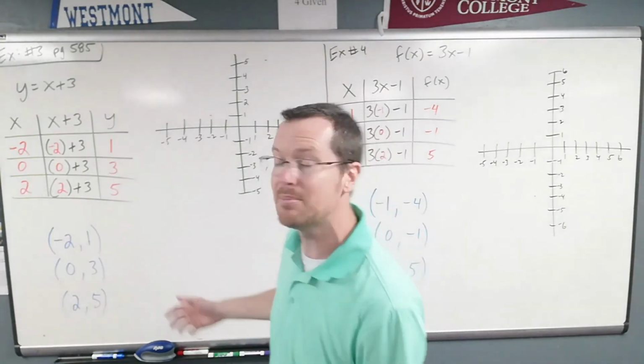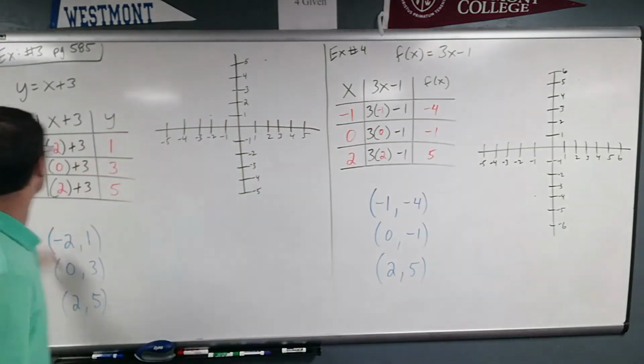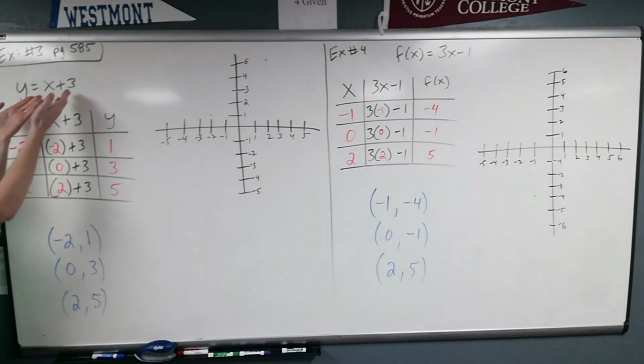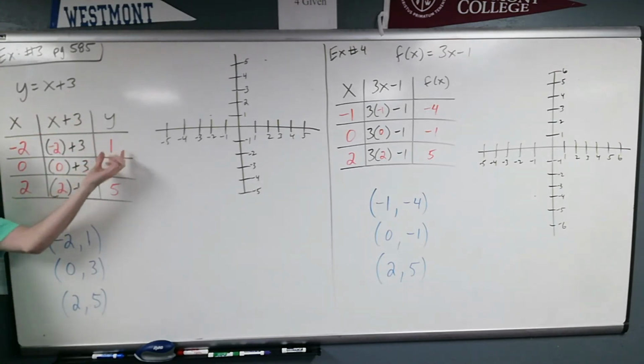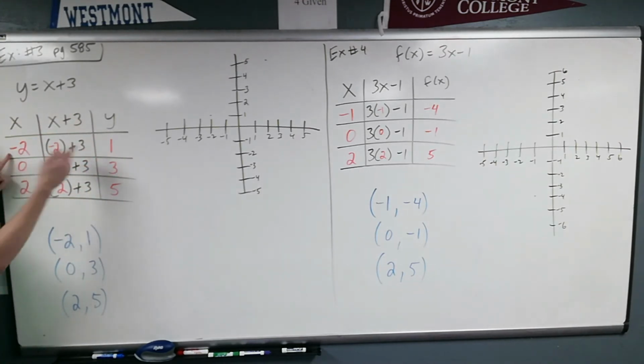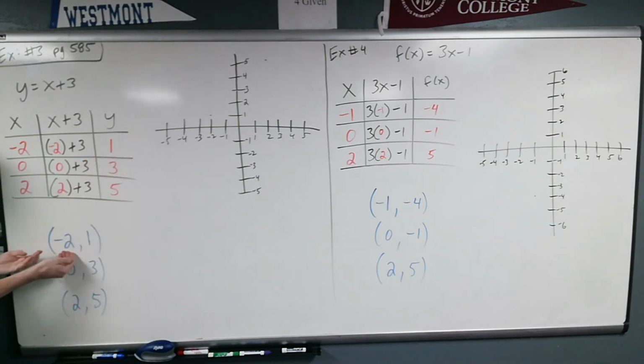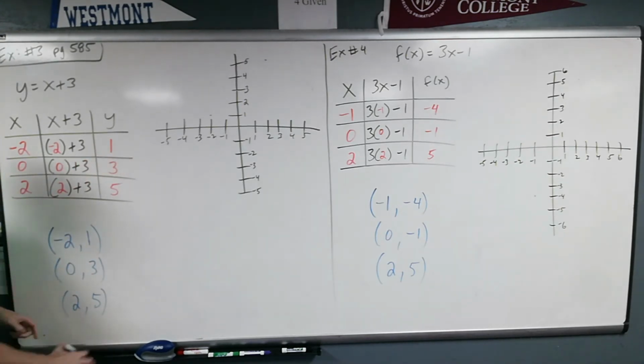So pick something easy. They pick -2, 0, and 2. When you plug that into your equation, you get 1, 3, and 5 as your output. So -2 plugs in, you get a 1 out. That's a coordinate of -2, 1. Let's go ahead and graph that.